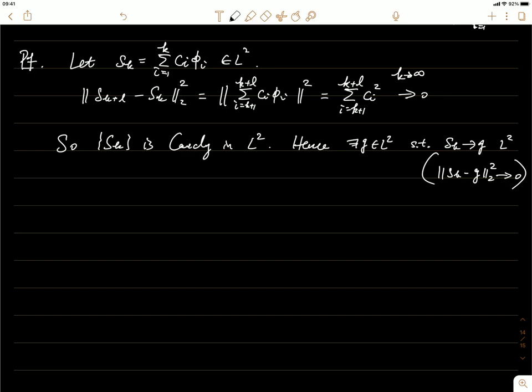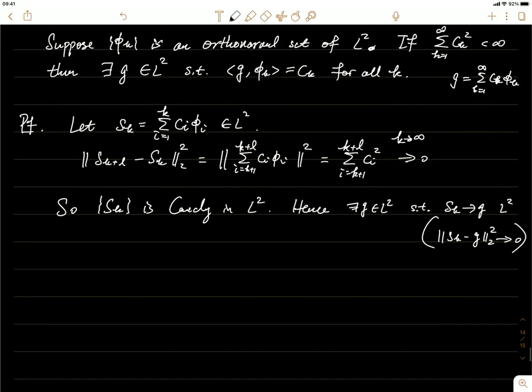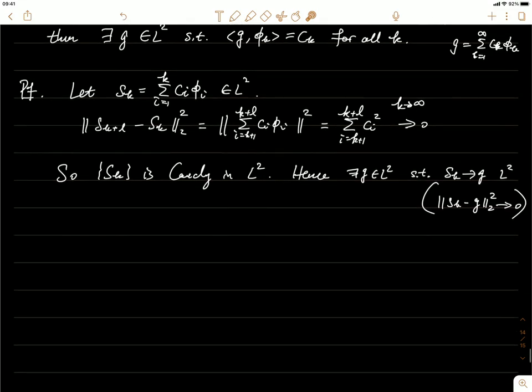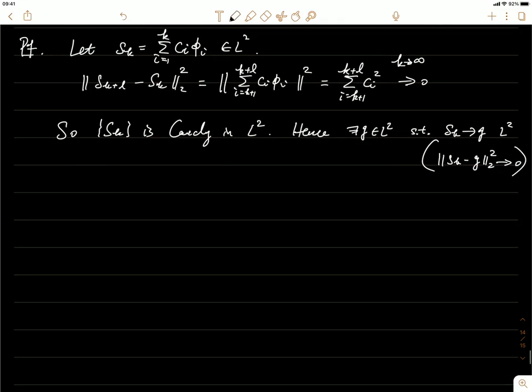So this is what it means by convergence in the L2 space, because we use this as the distance or metric in the L2 space. Okay, so now we at least show that there exists such a G, and what remains to be shown is this. We need to show that if this S_k converges to that G, then that G actually satisfies this for every k. Okay, and how do we do that?